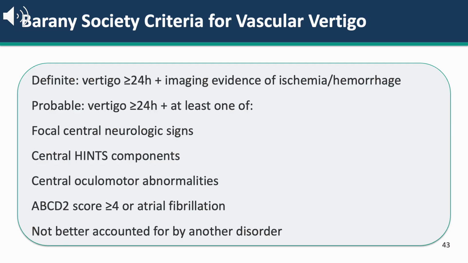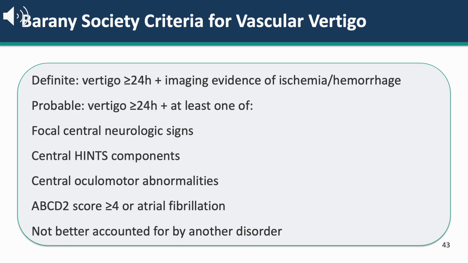For probable acute prolonged vascular vertigo, the criteria require vertigo lasting at least 24 hours, plus at least one of the following: focal central neurologic symptoms such as hemiparesis or dysarthria, at least one component of central HINTS, other central oculomotor abnormalities, or increased risk of vascular events such as an ABCD2 score of at least 4 or atrial fibrillation. Because there is a high false negative rate for imaging, serial radiological evaluation may be required.